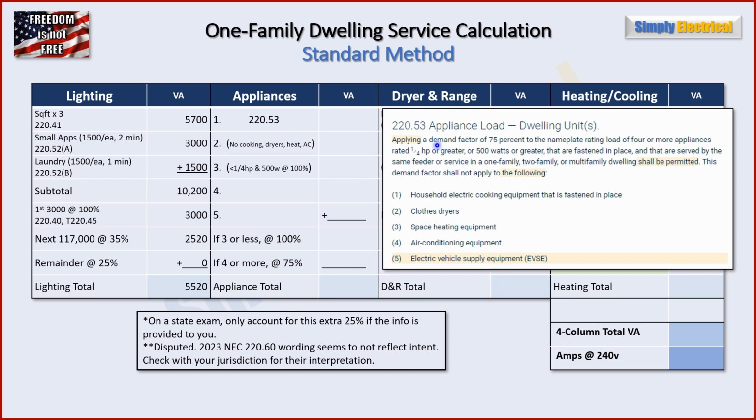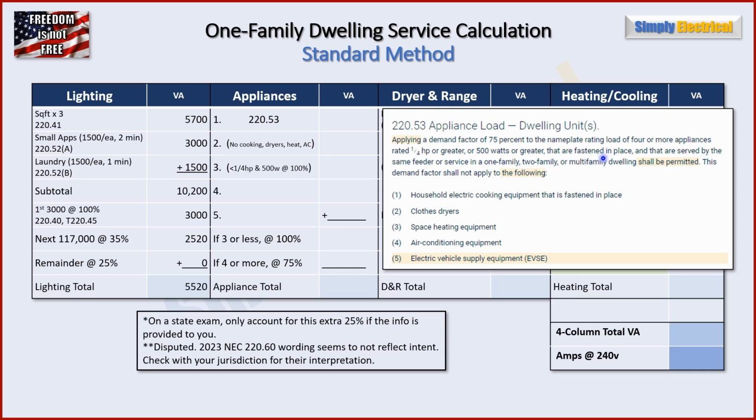First, this 75% demand factor can be applied to the nameplate rating of a load of 4 or more appliances. So it's telling us that if we have 3 or less appliances, we have to take them at 100%. But if we have 4 or more, we can apply 75% demand factor to that. Now, that's only if these appliances meet certain criteria. They have to be rated at 1/4 horsepower or greater or 500 watts or greater. So if you have something that's less than 1/4 horse, or if you have less than 500 watts, then you can't include that in this 75% demand factor. You have to take those at 100%.